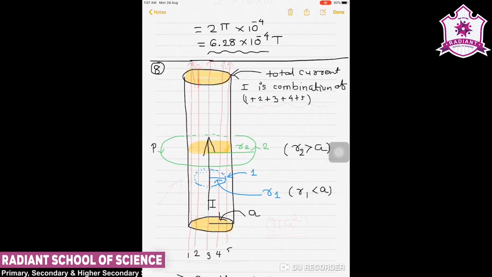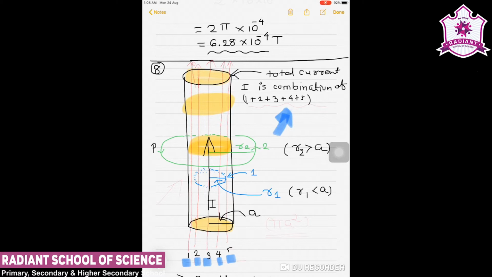In the upper part of the figure I have explained that also. Here we can see and explain that the total current I is a combination of 1, 2, 3, 4 and 5. All these are uniform and equal currents which are distributed equally over the whole cross section given here. So in this whole cross section, all the current is distributed uniformly.